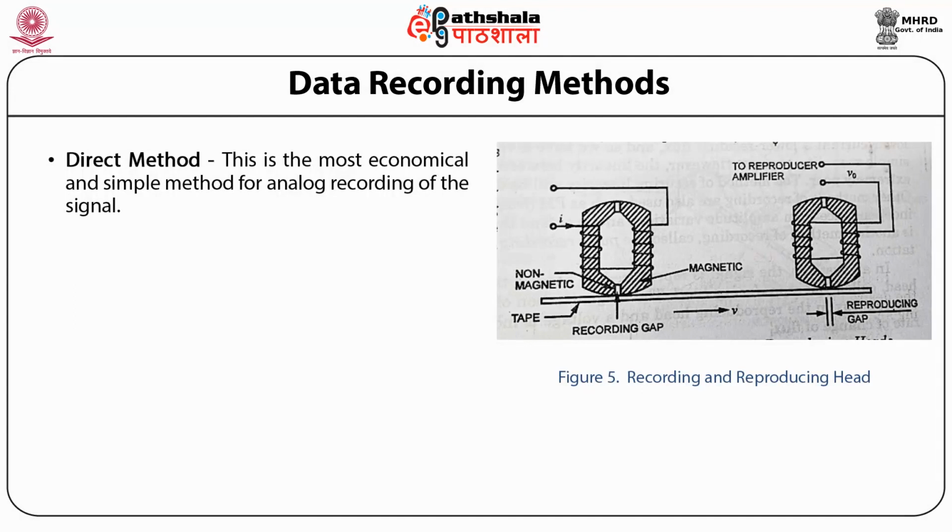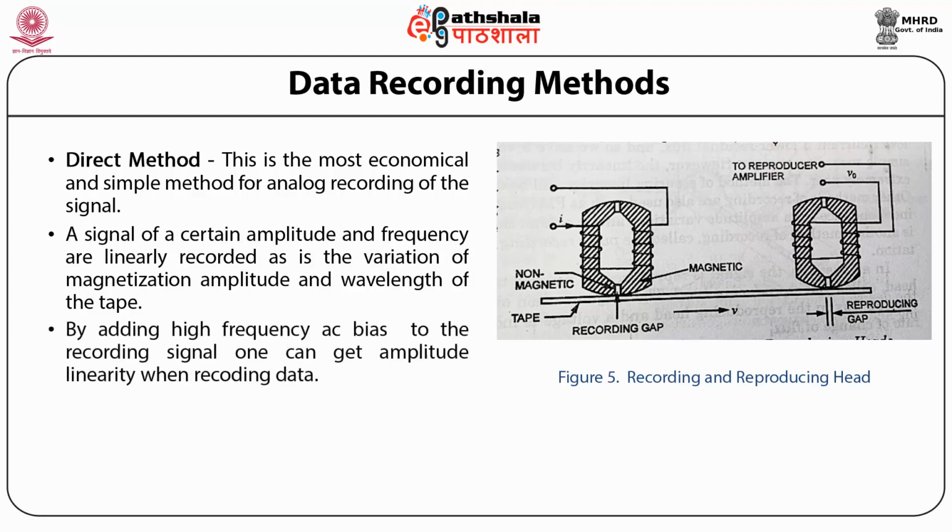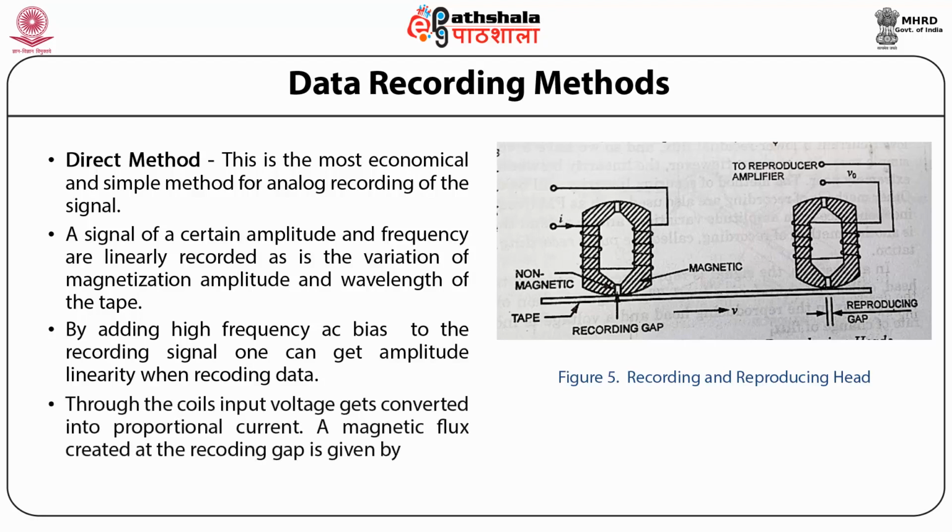Direct method. This is the most economical and simple method for analog recording of a signal. A signal of a certain amplitude and frequency is linearly recorded as a variation of the magnetization amplitude and wavelength on the tape. By adding a high frequency AC bias to the recording signal, one can get amplitude linearity when recording data. Through the coils, input voltages get converted into proportional current.